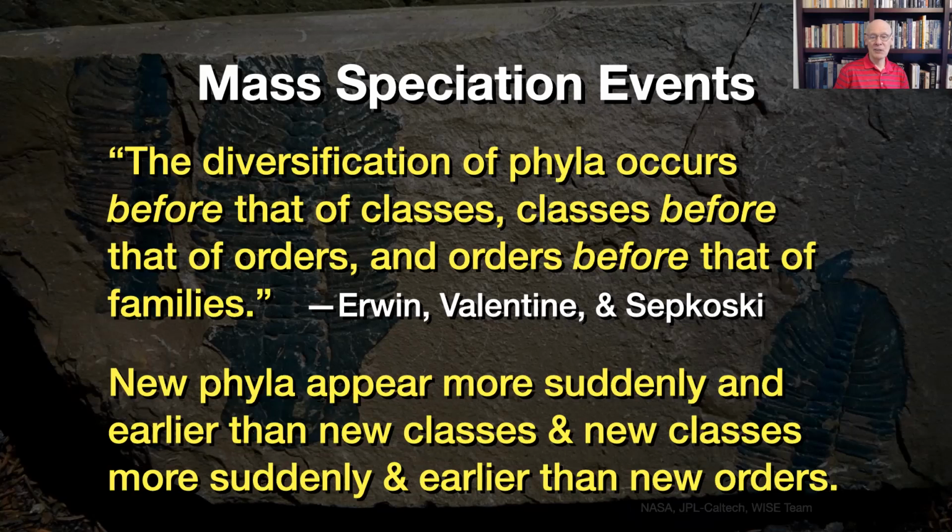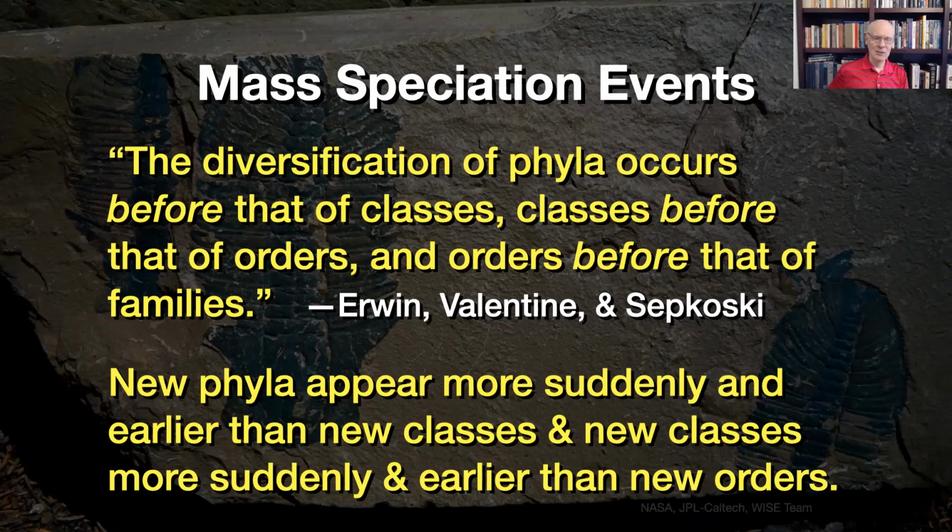And they said when you look at these mass speciation events, what we see is that new phyla appear more suddenly and earlier than the appearance of new classes. And the appearance of new classes appears suddenly and earlier than that of new orders. And likewise, the diversification of new orders appears suddenly and earlier than that of new families. And so he says it's the exact opposite of what you would see from a naturalistic perspective.